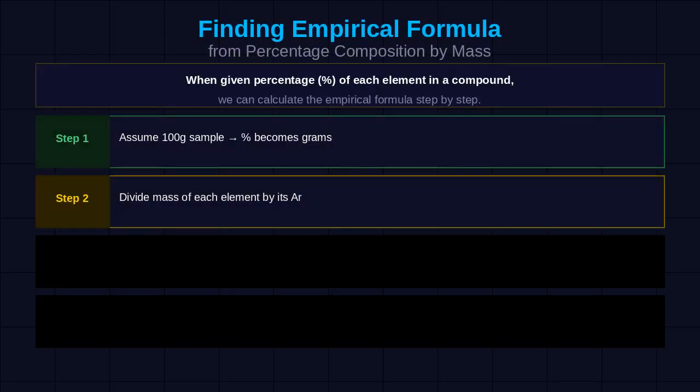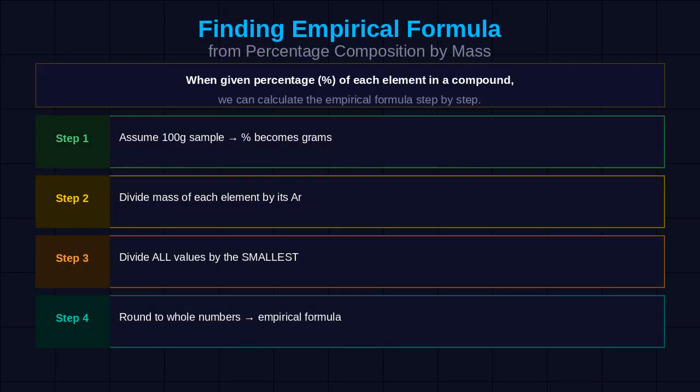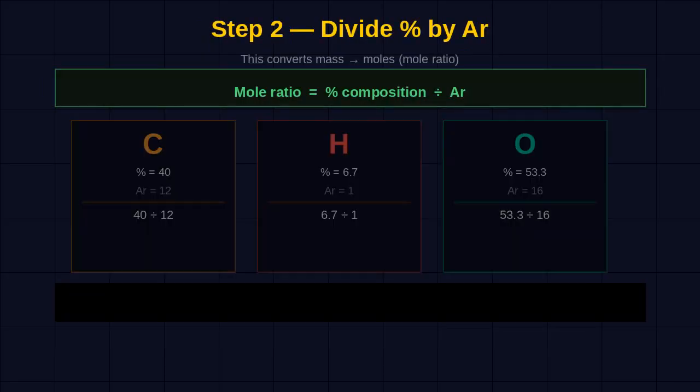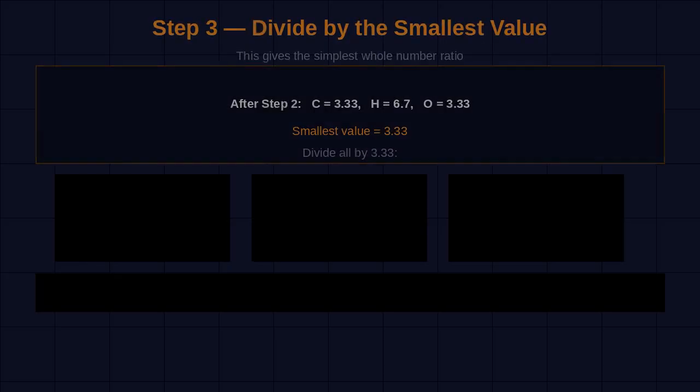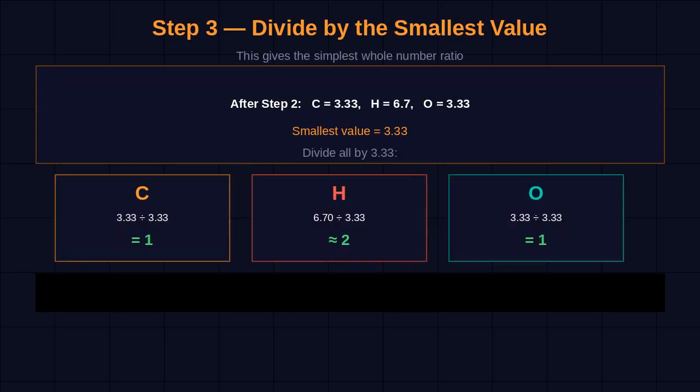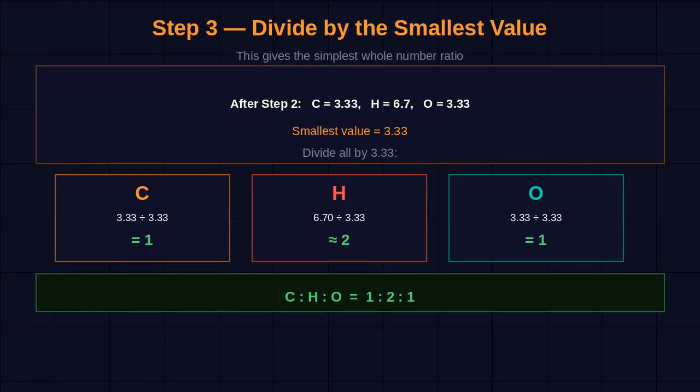To find the empirical formula, we use the percentage composition by mass. First, divide the percentage of each element by its relative atomic mass to get the mole ratio. Then, divide all values by the smallest to get the simplest ratio.